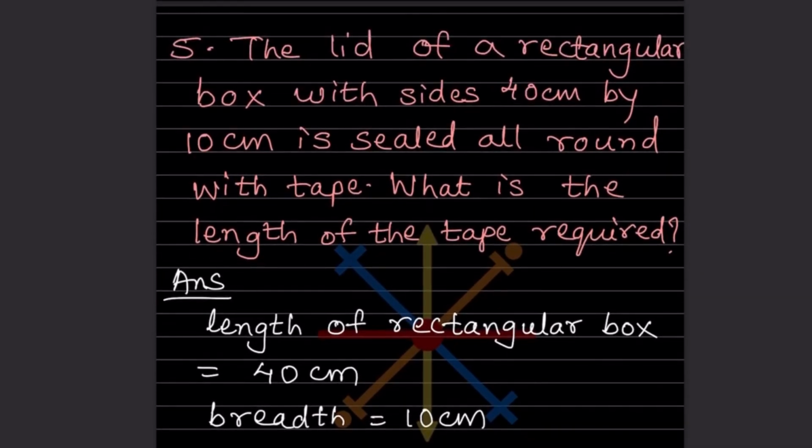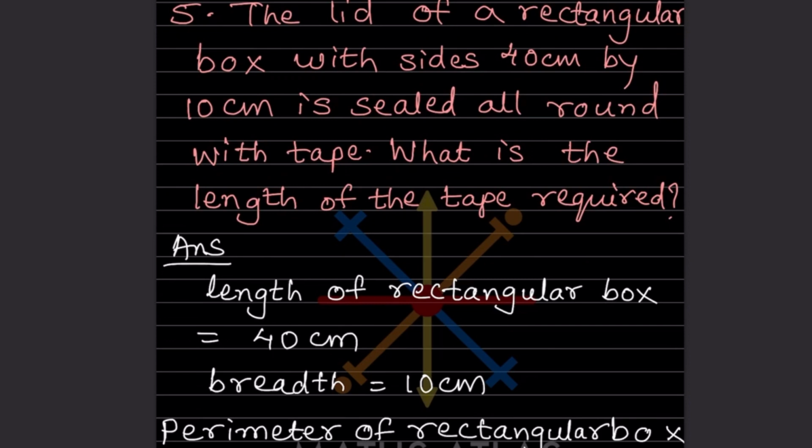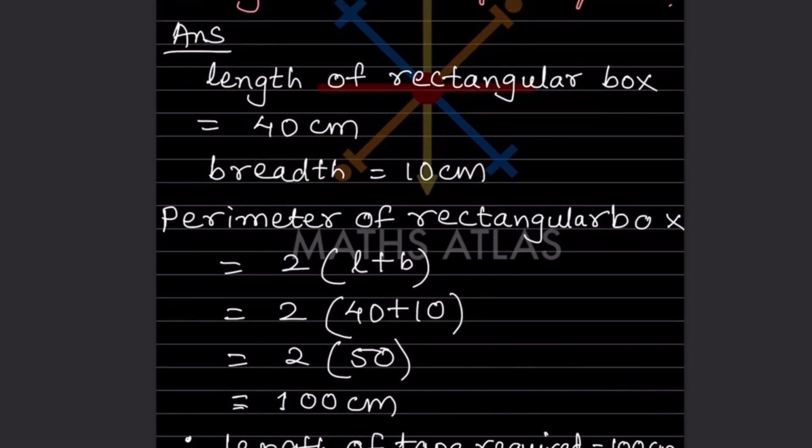Now they ask, whenever they say what is the length required, means all this side, that is the perimeter. So they haven't asked directly for the perimeter, right? They asked what is the length of the tape required. So which is nothing but the perimeter. So perimeter means the formula of the rectangle, twice into length plus breadth. Just plug in these values. So this is 40, this is 10. When you add this, you get 50, and this is 100.